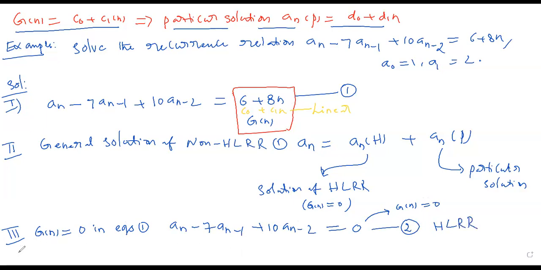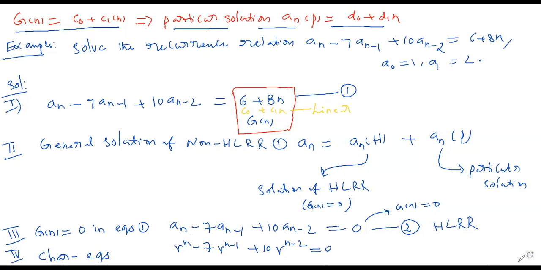Now we require step 4: the characteristic equation. What is the characteristic equation? Substitute a_n by r^n, a_(n-1) by r^(n-1), and a_(n-2) by r^(n-2), so r^n minus 7 r^(n-1) plus 10 r^(n-2) equals 0. Here you can take the least power, which is r^(n-2), the least exponent of r, common.